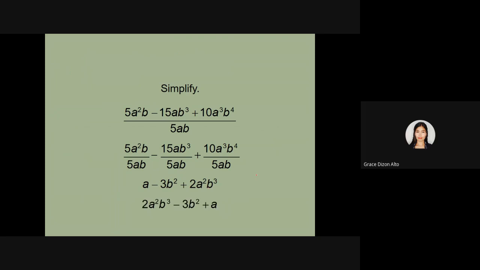Next, we will be arranging the terms of our quotient into descending order of exponents. So we get 2a squared b cubed minus 3b squared plus a. So this is our final answer.